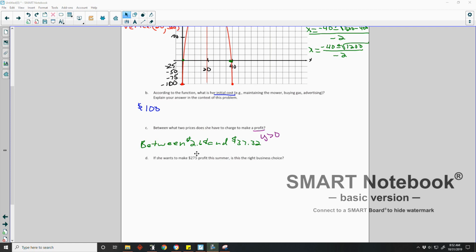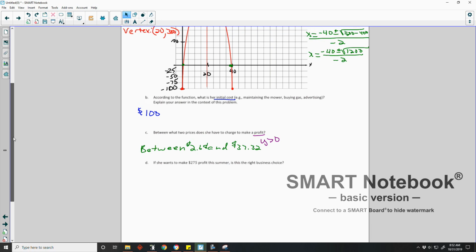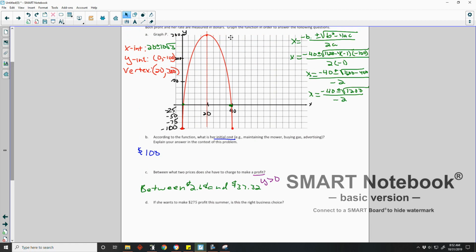Okay, part D says if she wants to make $275 profit this summer, is this the right business choice? So you look at the graph, what's the maximum? The maximum is $300. $275 profit would be 225, 50, 75. So the answer is yes.